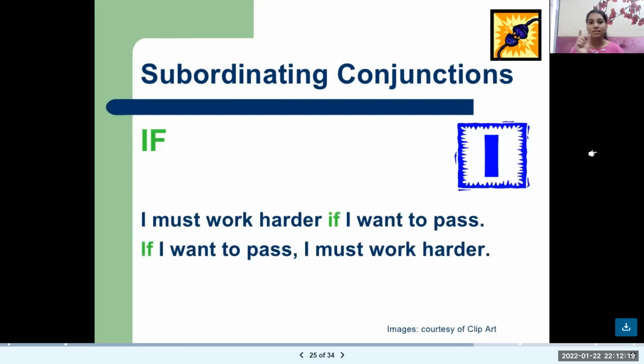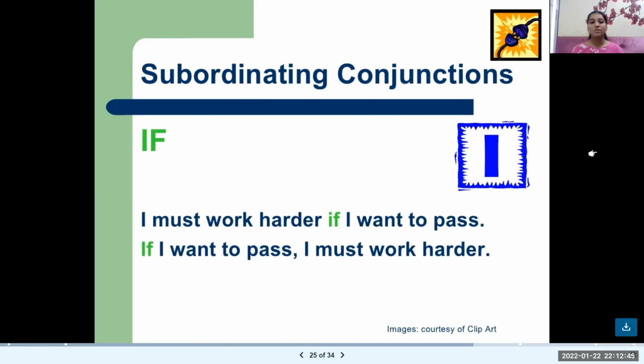Let us see the last letter of WASABI. I stands for if. Now let us see how it is used in a sentence. I must work harder if I want to pass. So again, I must work harder. Why should I work harder? What is the reason? If I want to pass, I have to work harder.